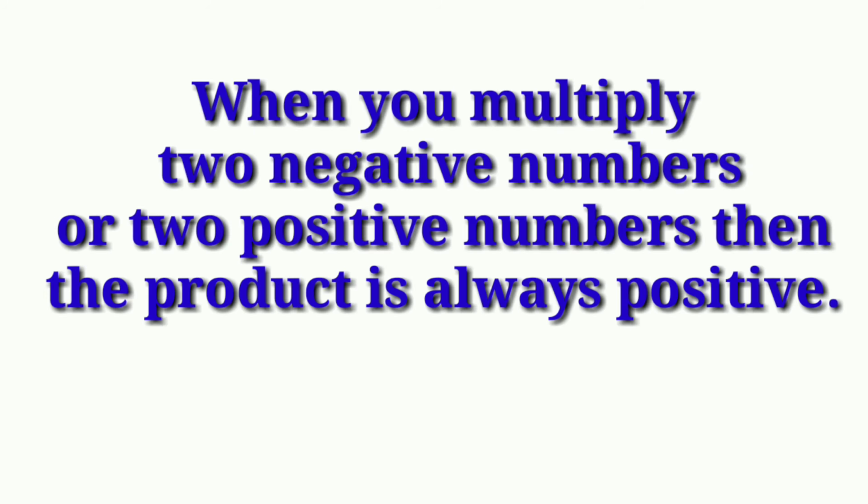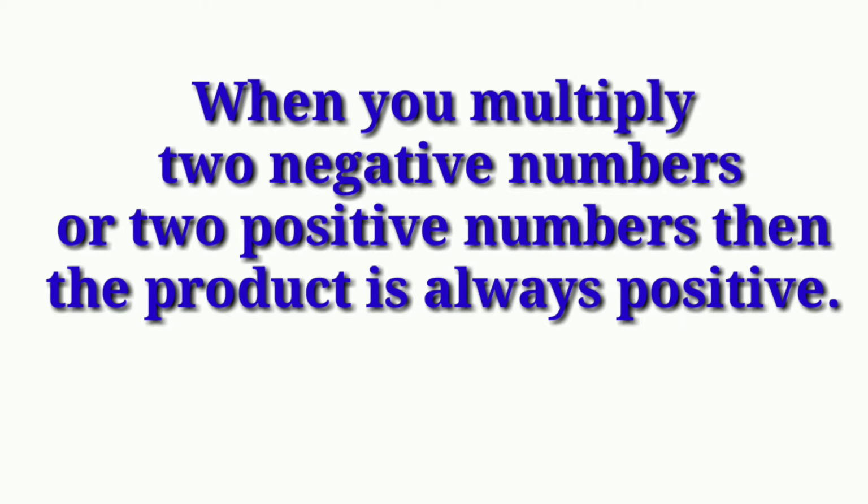So how do we multiply integers having the same signs? When you multiply two negative numbers or two positive numbers, then the product is always positive. So don't forget that. When we're multiplying two negative numbers or two positive numbers, the product is always positive.